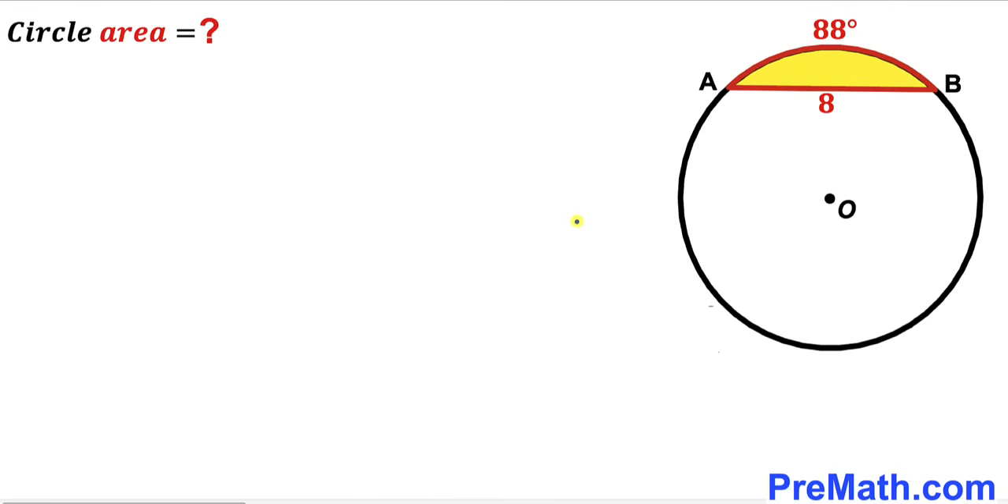Welcome to PreMath. In this video, we have this chord AB along with this subtended arc AB, fully inscribed in a circle with center O, as you can see in the given diagram, such that the length of the chord AB is 8 units, whereas the arc AB is 88 degrees. Our task is to calculate the area of this circle.